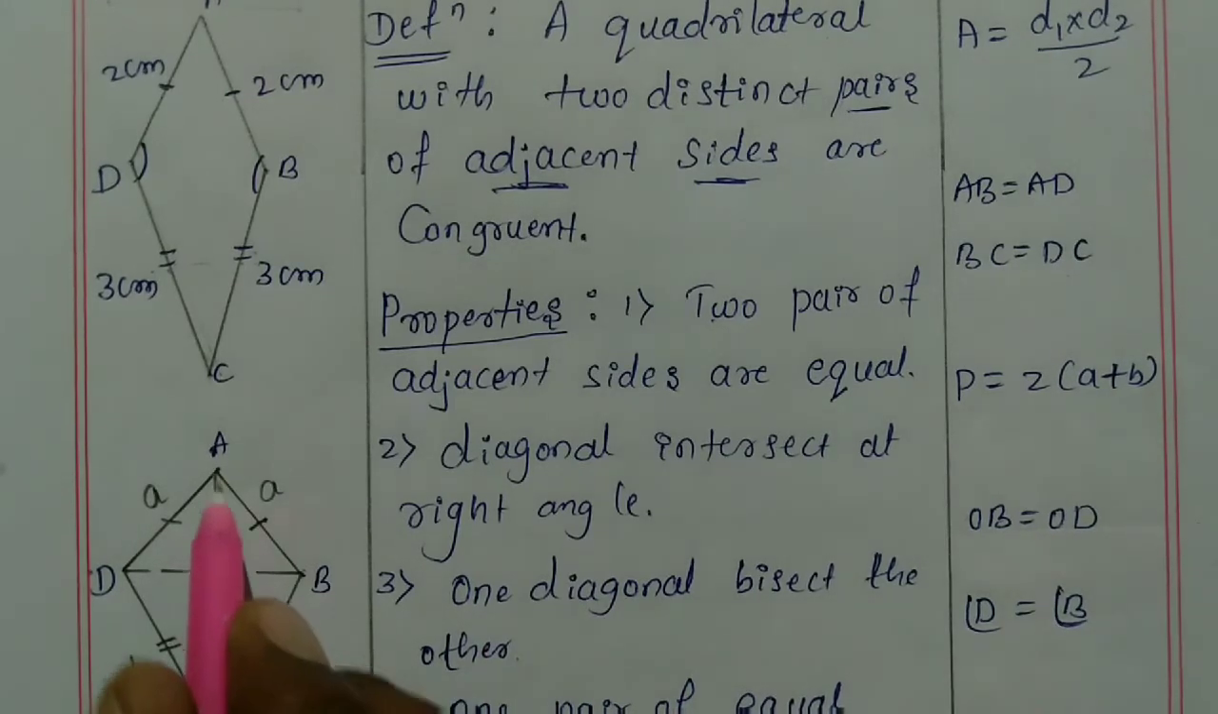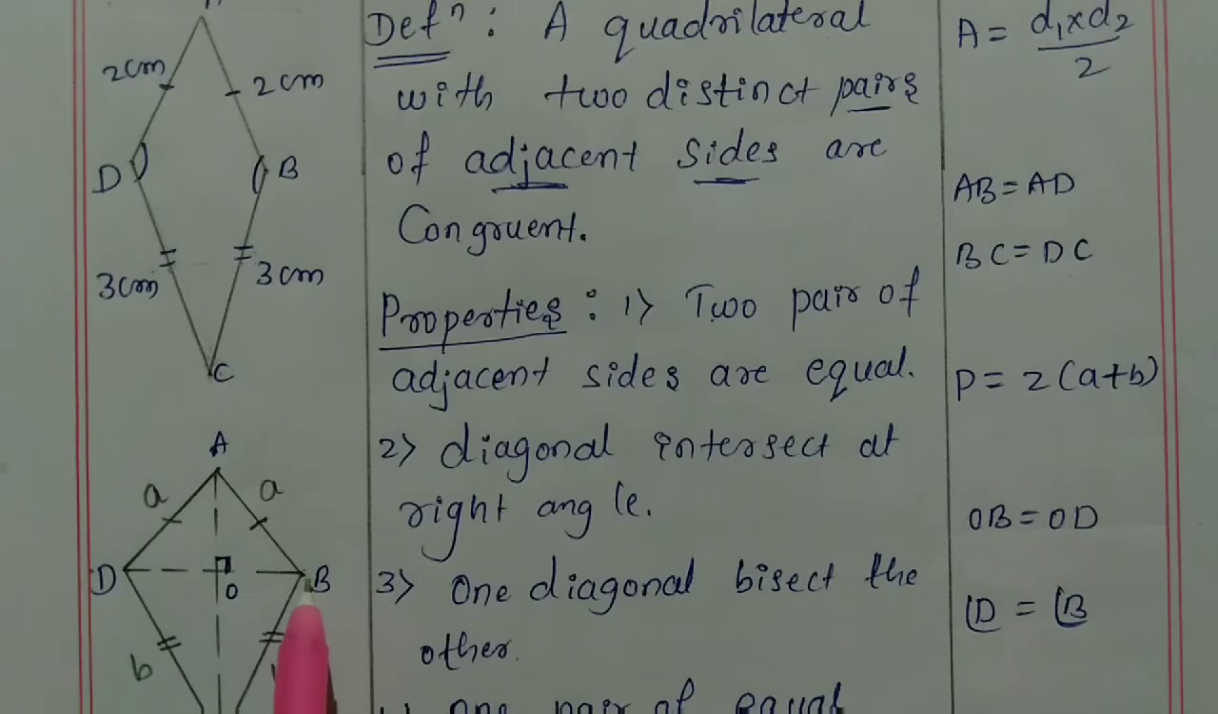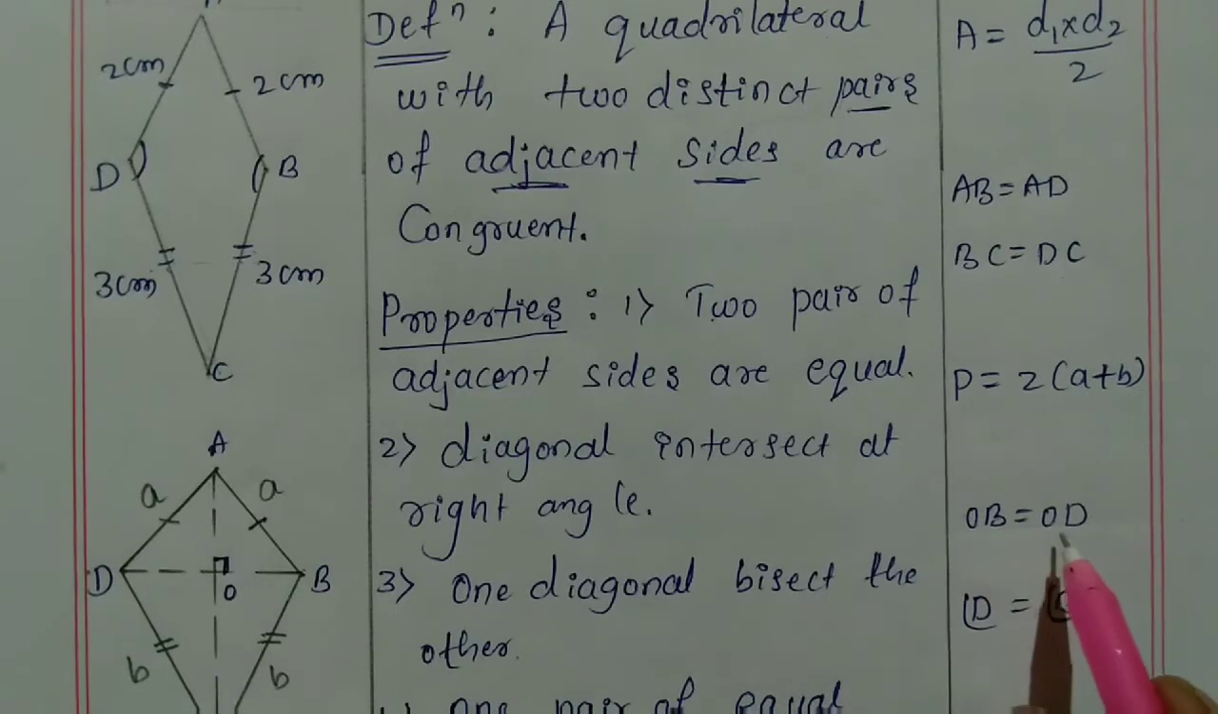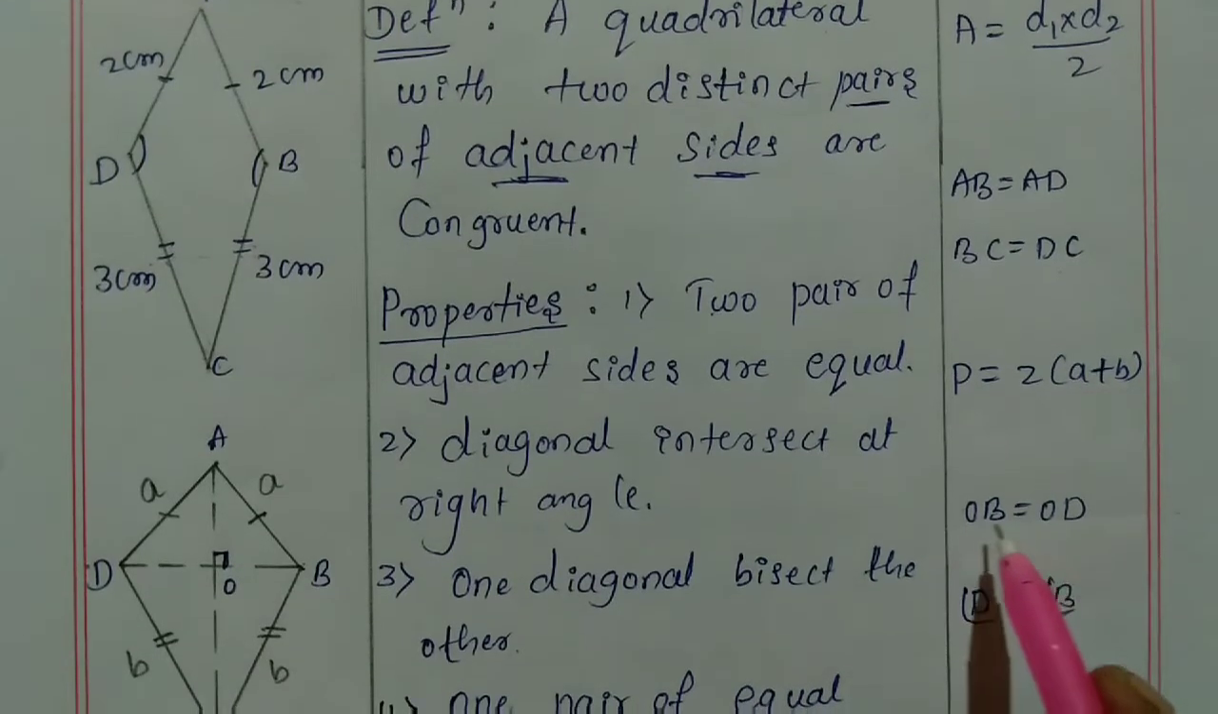So next I will go to: one diagonal bisects the other. So here the diagonal AC bisects BD. It means the AC diagonal makes two equal parts of BD. It means OD is equal to OB. You can write OD equal to OB.